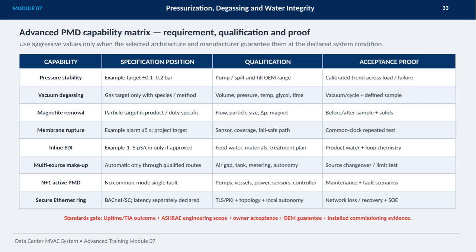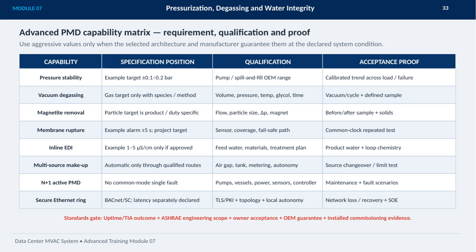On this slide, we're focusing on the Advanced PMD Capability Matrix, which covers requirement, qualification, and proof for the MVAC system in data centers. It's crucial to use aggressive values only when the selected architecture and manufacturer can guarantee them under the declared system conditions. For example, pressure stability targets might be around plus or minus 0.1 to 0.2 bar. This involves calibrated trends across load and failure scenarios to ensure reliability.